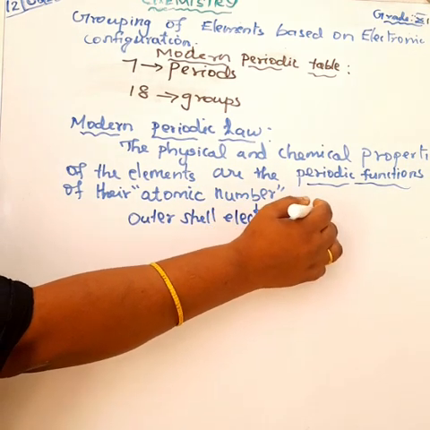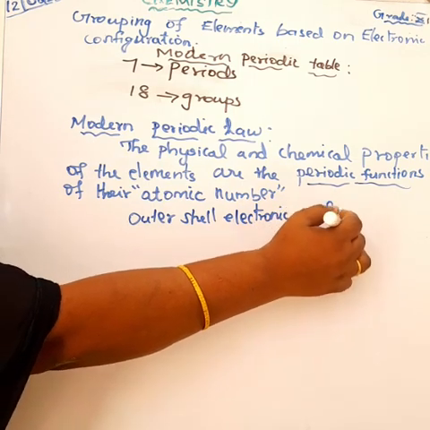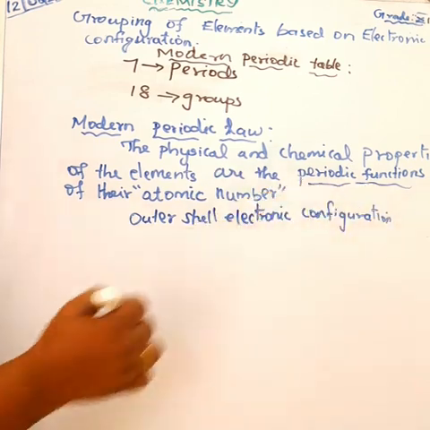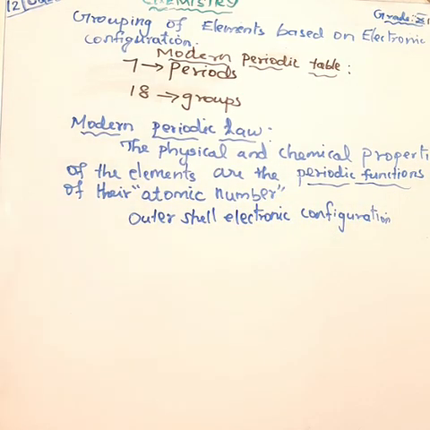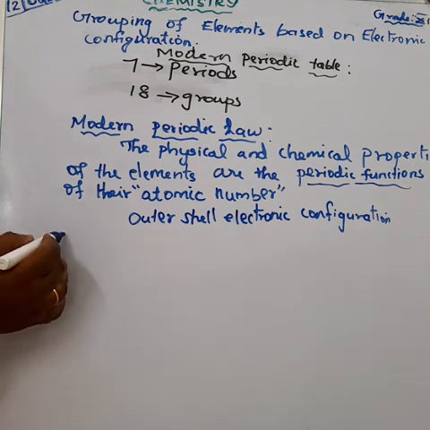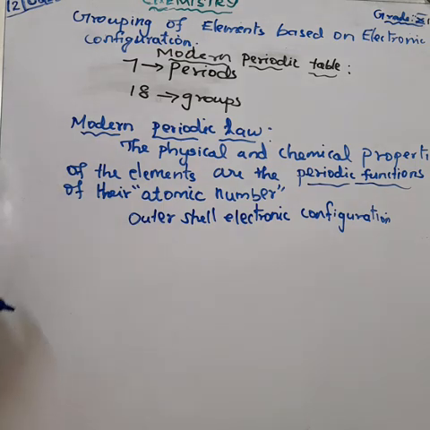You know about electronic configuration. What do you mean by electronic configuration? It is the distribution of electrons into various orbitals of an atom. About the orbital, you know, it is the 3-dimensional space in which the probability of finding an electron is maximum. That is called the orbital. So electronic configuration means distribution of electrons into various orbitals.